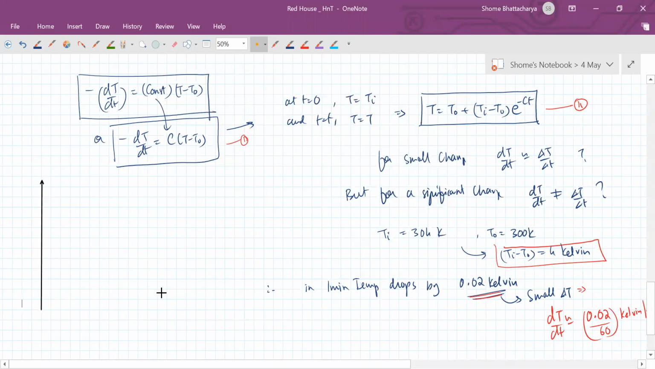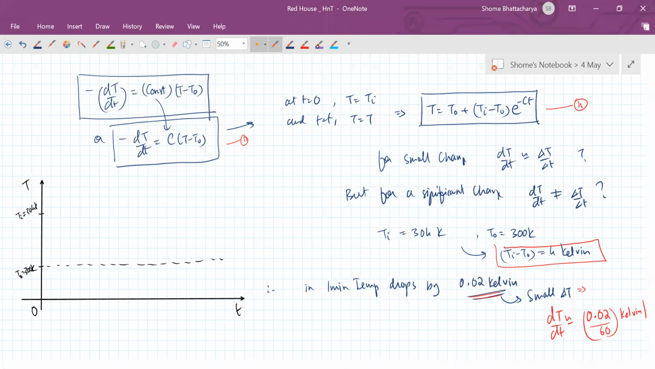Whereas when we are talking about the temperature dropping from 31 degrees C to 29 degrees C, that's a 2-degree change. So that is significant compared to this overall temperature drop that's going to happen. So we cannot treat that as a small change. We have to, so this initial value of temperature and this surrounding temperature, 300 Kelvin. So we look at the overall temperature drop.